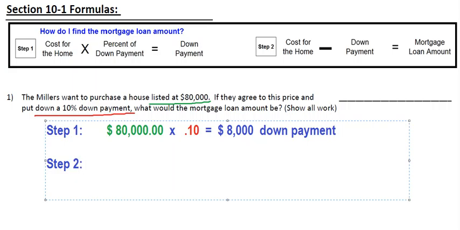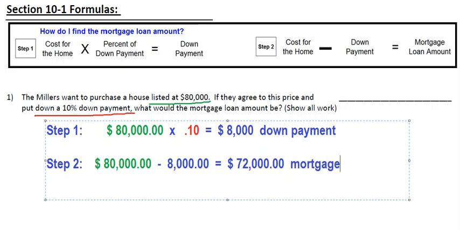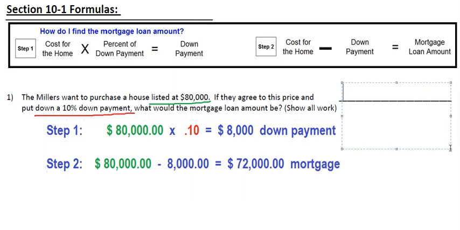For Step 2, we take the cost of the house again, which is $80,000. And this time we're going to do some subtraction. We're going to subtract that $8,000 that we just found out. Now, after we do our math, we come up with a nice big number. It's a little bit less than the original cost. Why? Because we put down the down payment. But a $72,000 mortgage. So I've shown my work. I'm writing the correct answer on the line right there above. There we go. The Millers are going to buy this house. They put down a down payment of $8,000, and so they have to take out a loan for $72,000 in order to buy this house.